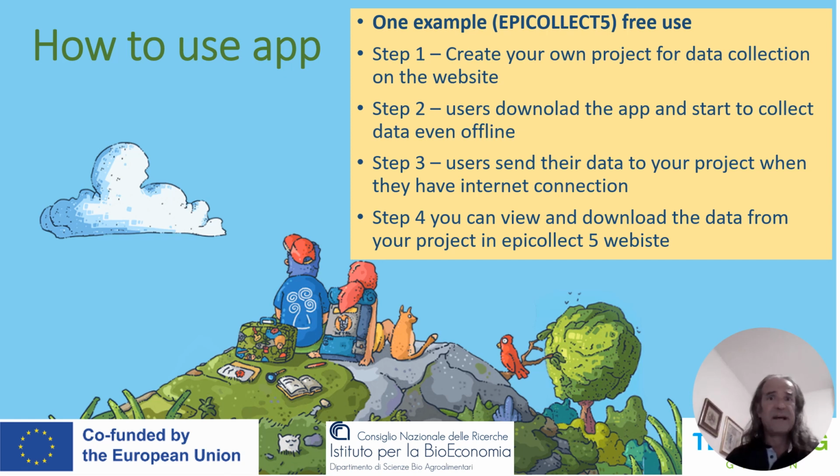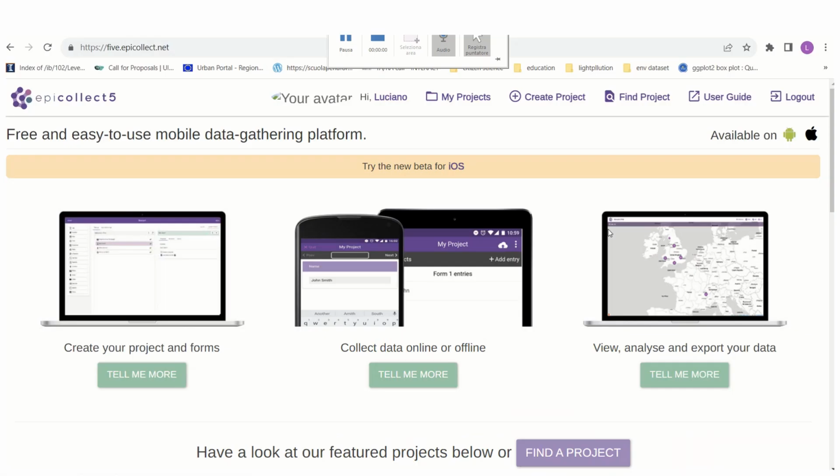First of all, we need to design which kind of phenomenon we want to observe, and which data we want to collect for each of it. And then we can use one of these apps that allows us to create a project where we define our form for collecting data, which can be collected even offline, then transferred to a server when the internet connection is available. Then we can view the data on our computer, download it and analyze it. I would like to show the app Epicollect 5 to create a project for data collection.